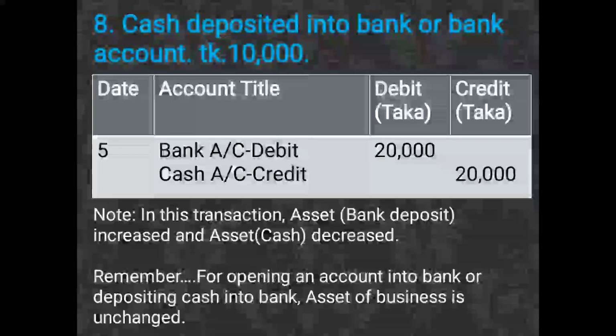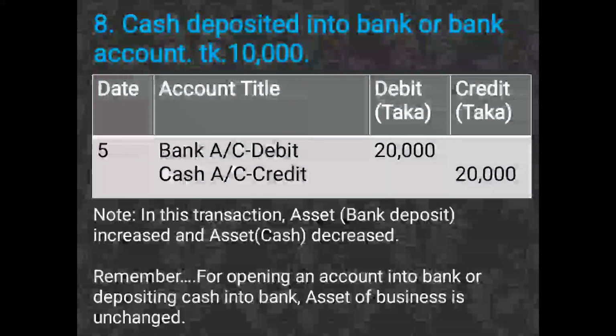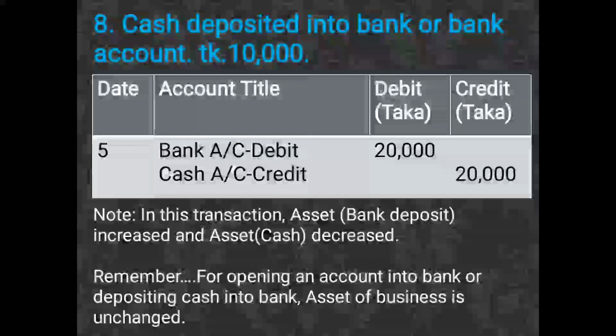Number 8, cash deposited into bank or bank account, taka 10,000. In this transaction, two accounts are involved, bank account and cash account. For depositing money into bank, bank account is increased and cash has decreased. So bank account is debit and cash account is credit for this transaction.